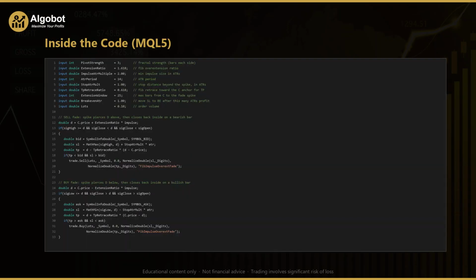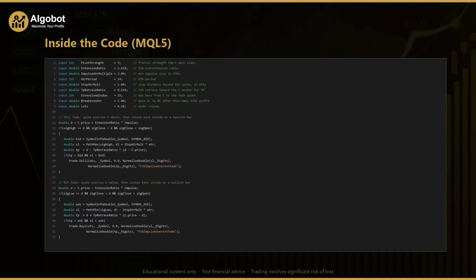Let's read through the code you see on screen, just as it appears in MetaEditor. At the top are the input parameters. Pivot strength sets how many bars sit on each side of a fractal. Extension ratio is the Fibonacci overextension value, defaulting to 1.618. ImpulseAtrMultiple sets how large a move must be to qualify. ATR period, StopAtrMultiple, TP retrace ratio, extension window, break-even ATR, and lots round out the settings.